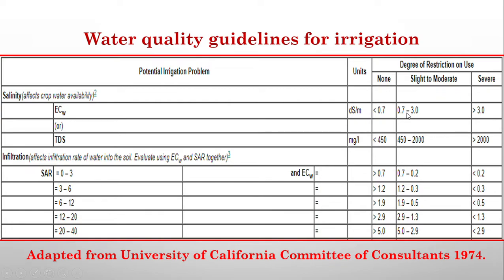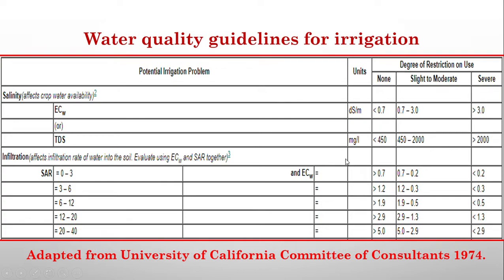When it is between 0.7 and 3, we have to do slight moderations. We can add some amendments or like that, and after that we can use it. When it is greater than 3, it has severe restriction on use. We cannot use that water directly for plants. And when the TDS is greater than 2000 also, we cannot use it.